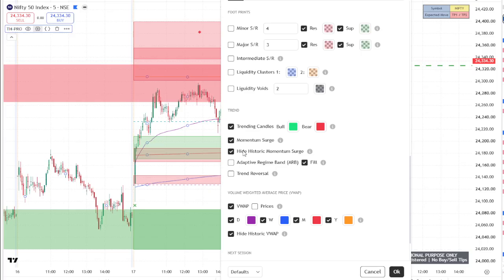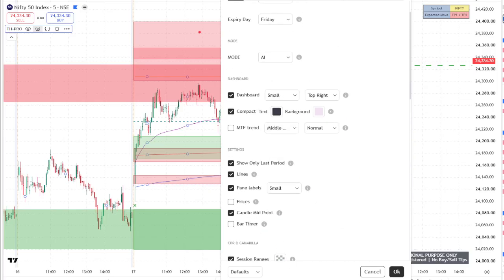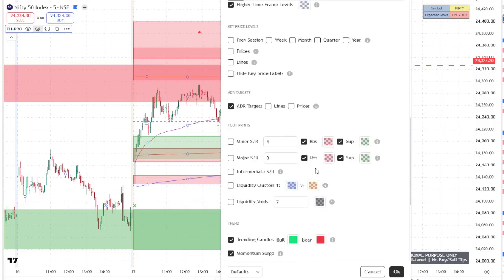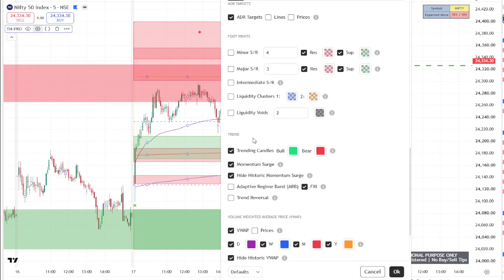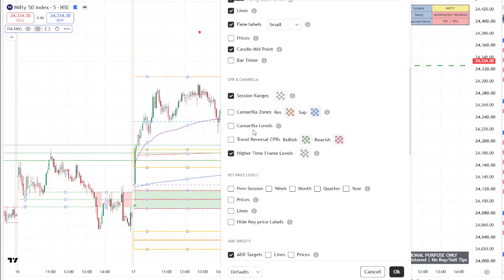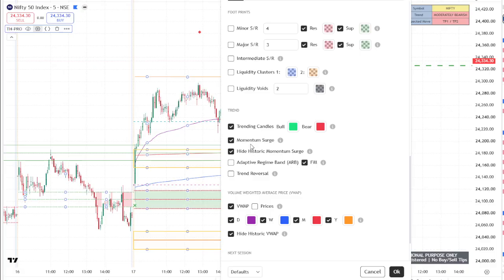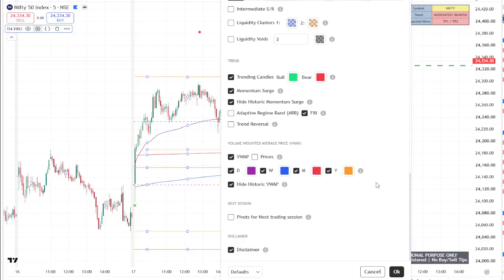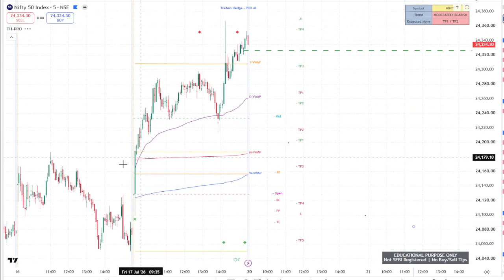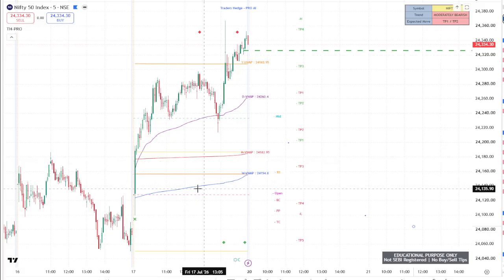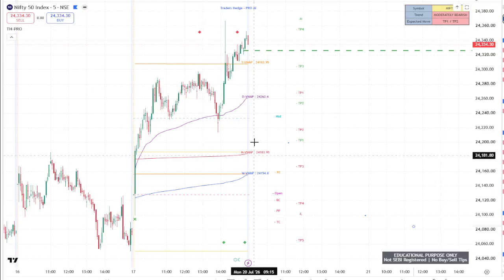Let me remove the zones. Now let me go in AI mode, analysis mode. Just to showcase, I hide everything else so that you can see what I am trying to say. Let me enable only the VWAP. Now you can see I have enabled the VWAP, and I also wanted the price of those. In the last trading session, this is my weekly VWAP, blue color. This is my monthly VWAP, this is my daily VWAP, and this is my yearly VWAP.